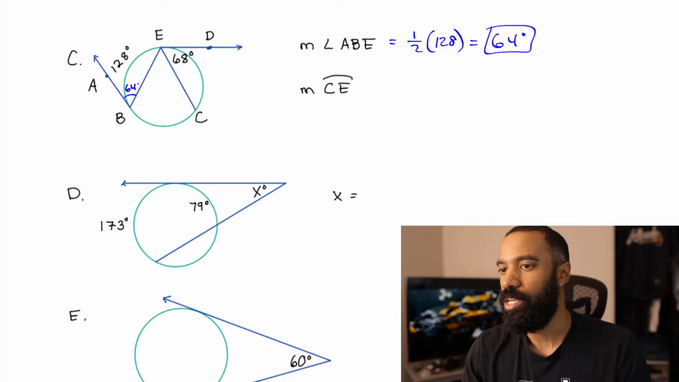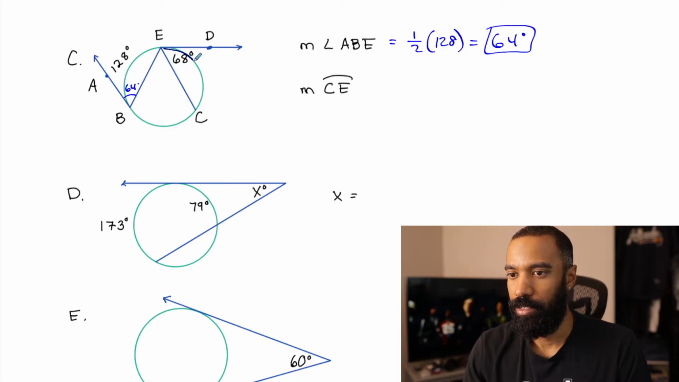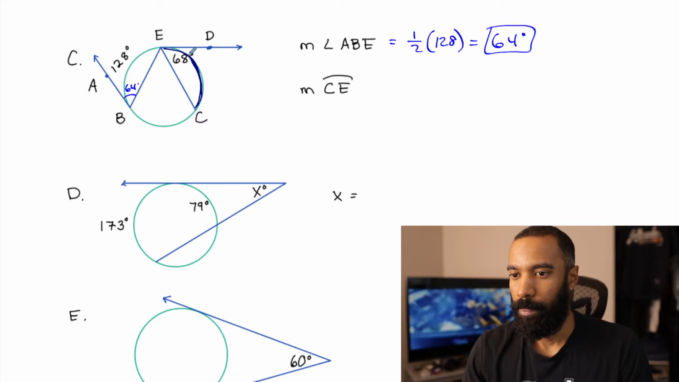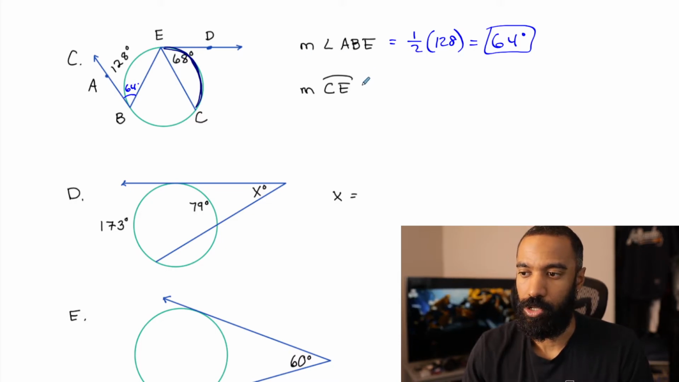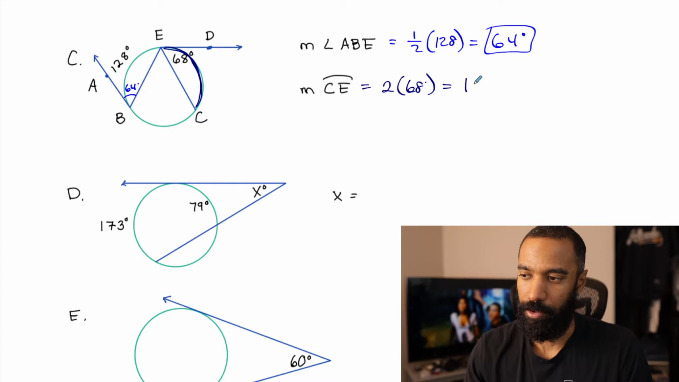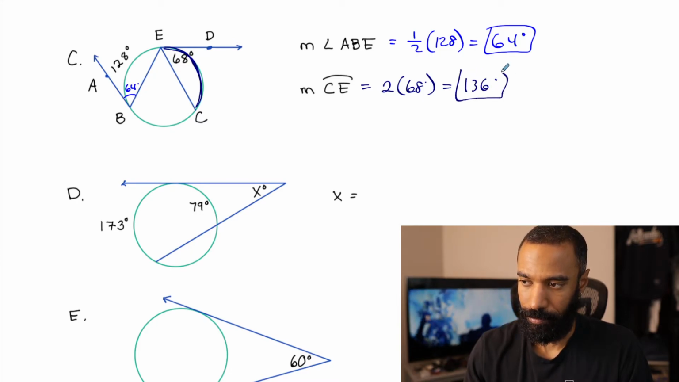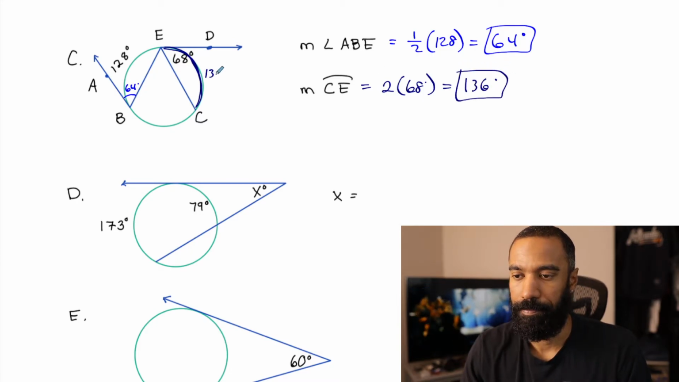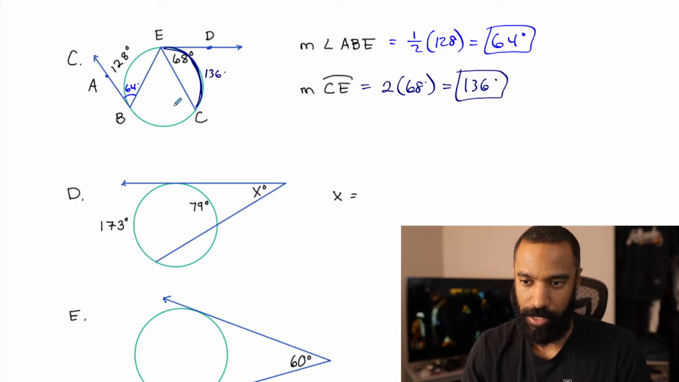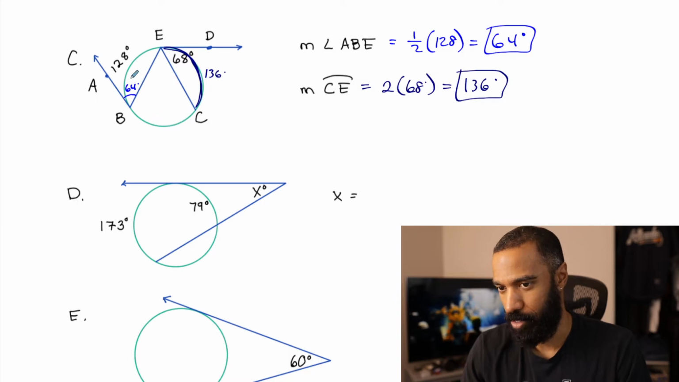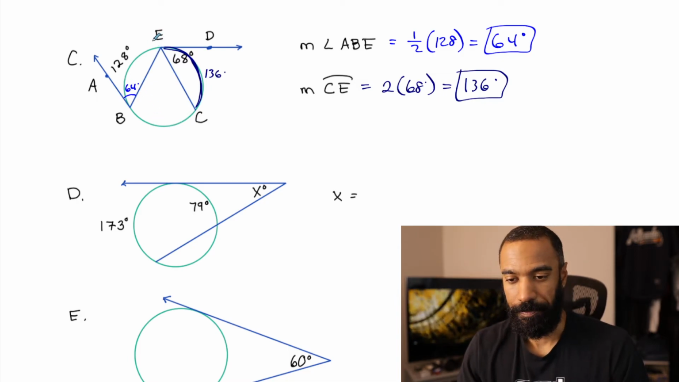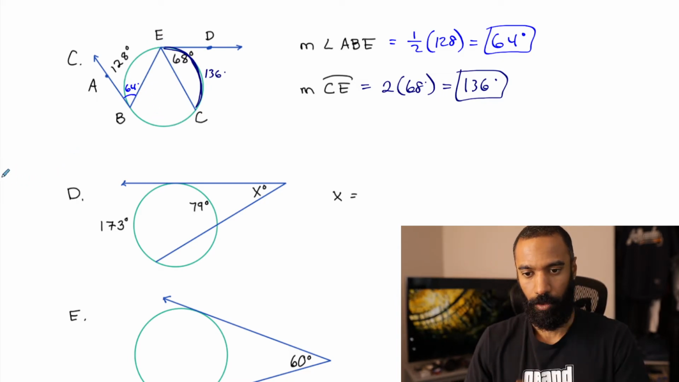The measure of arc CE right here, that is the intercepted arc for this inscribed angle that is 68 degrees. So you are going to double that 68 right here. And that's 136 degrees. And that's all you've got to do in the problem. Maybe they asked for this or this later, and you could find that intercepted arc, and this inscribed angle is half of that intercepted arc, and all that jazz. But nonetheless, we move forward.